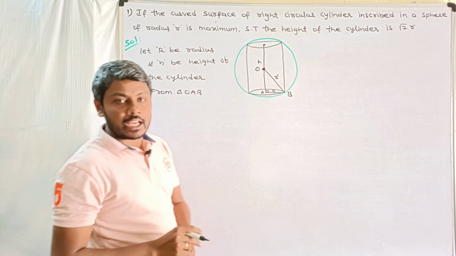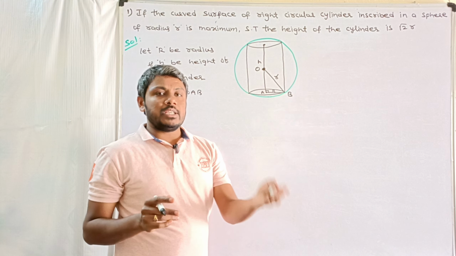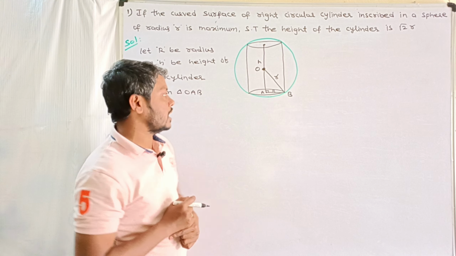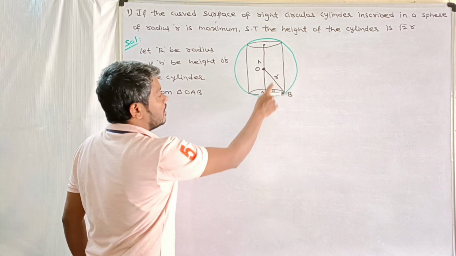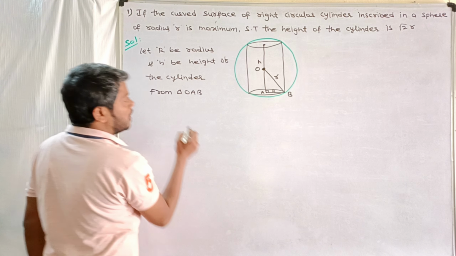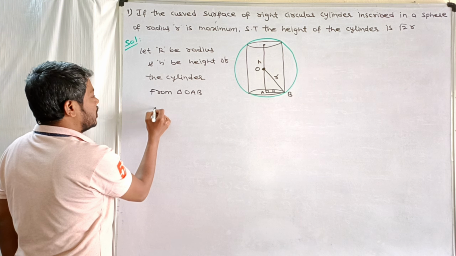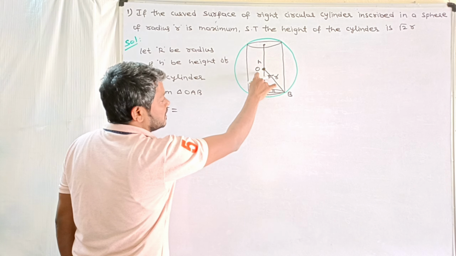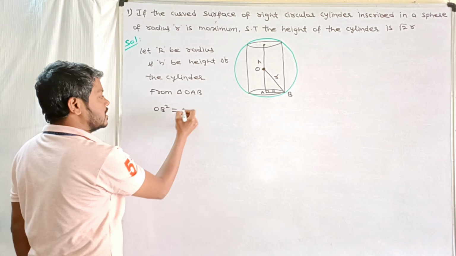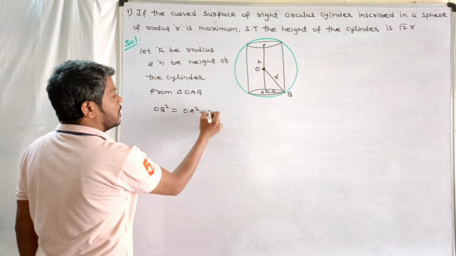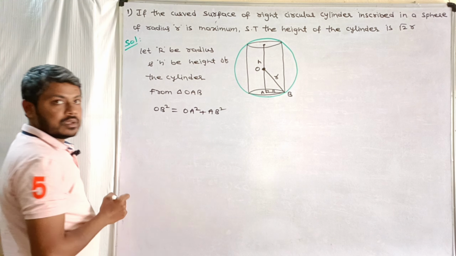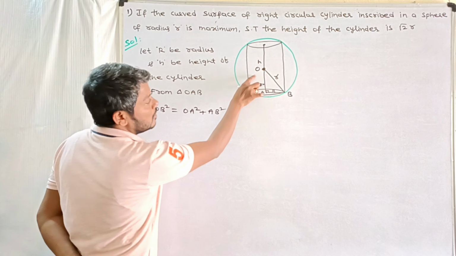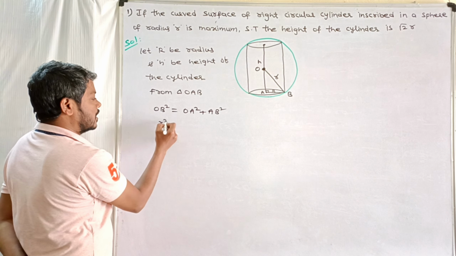you know the right angle triangle property: opposite square plus adjacent square is equal to hypotenuse square. Clearly, what is the hypotenuse? OB square, which equals side square plus side square, that is OA square plus AB square. So what is OB? OB is small r, r square.